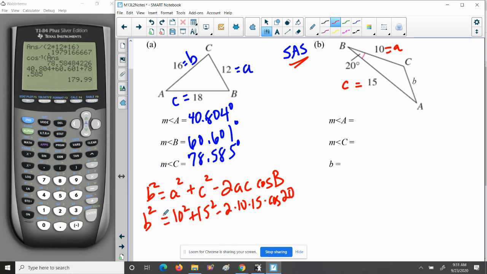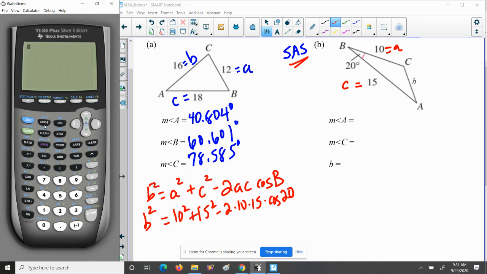All right, now notice that this is what b squared is equal to, so we're going to have to take the square root. Okay, so again, there's 2 ways that we can do this. We can either type it all in at once with the square root, or we can do the square root and hit that second answer key again. So let's look at what that would look like. We'll do it both ways. Let's just type it in to begin with. 10 squared plus 15 squared minus 2 times 10 times 15 times the cosine of 20.